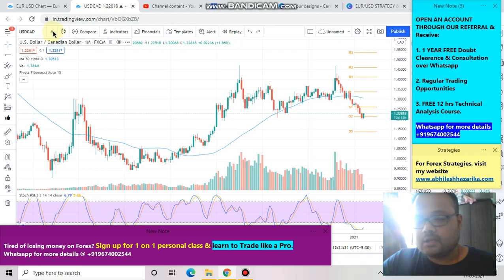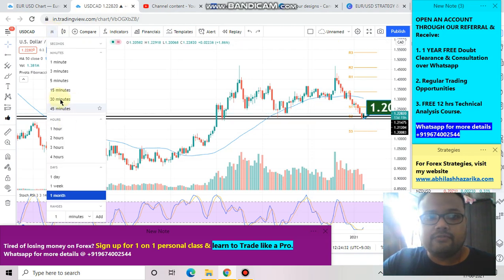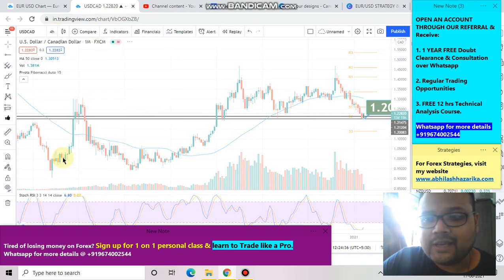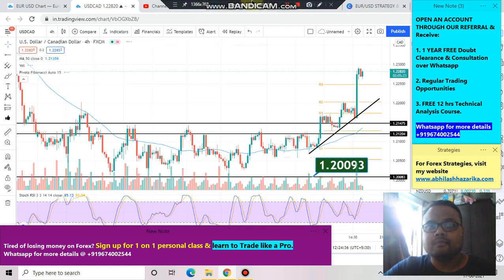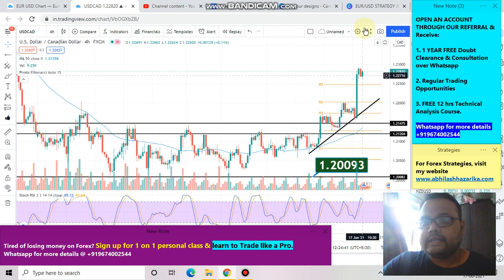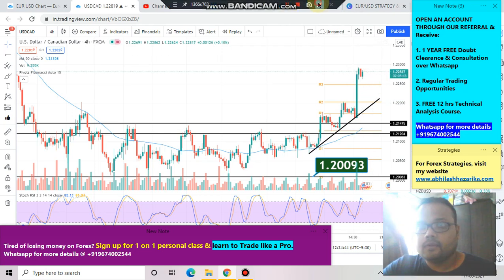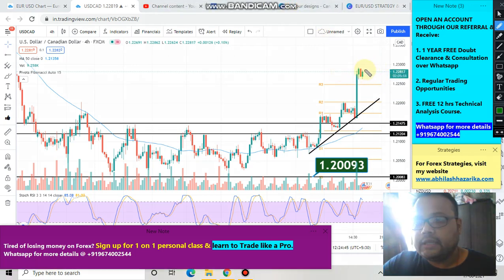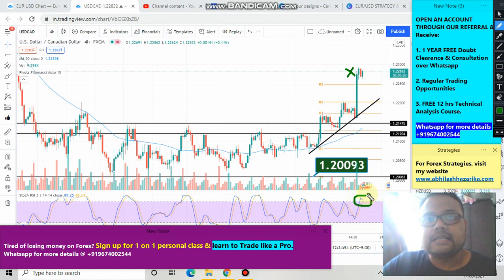So let's switch to our original favorite 4 hours time frame and see what should be our strategy. So considering this big up move or big red candle, if you're thinking that you should go for a buy right away, then this is not the ideal position. Let me tell you clearly, because just look at the position of stochastic RSI. You can see that stochastic RSI is in an overbought zone.